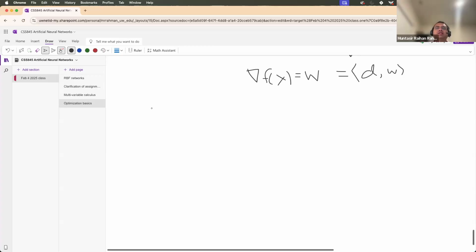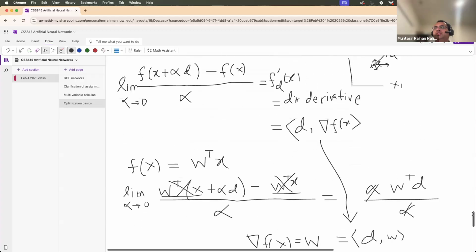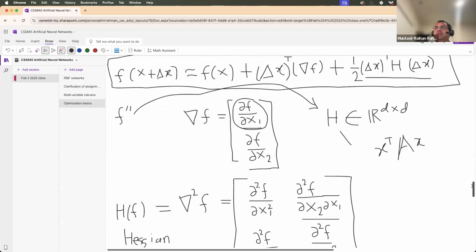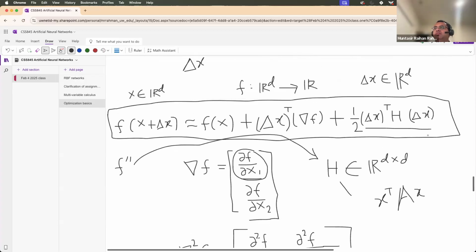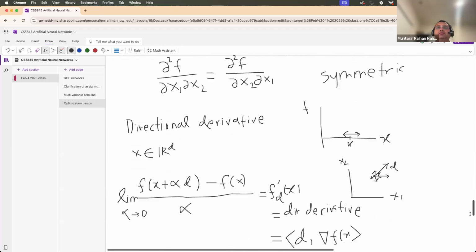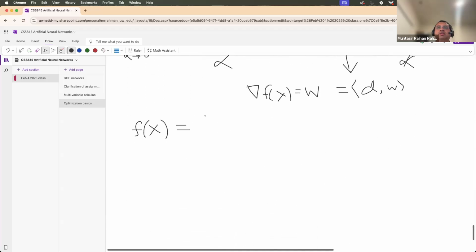So now let's look at our new tool, which is the directional derivative, and use it to compute a more complex derivative. We're going to take the derivative of a quadratic form. Why do we want to do that? Because in the Taylor expansion, we have this quadratic term. So I want to take the derivative of this quadratic term with respect to x and see what I get.